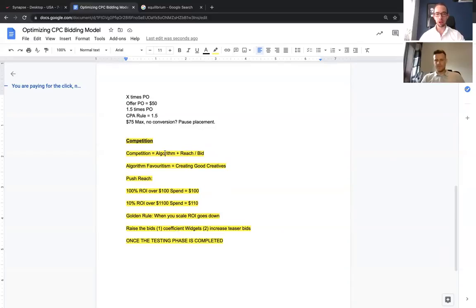So the algorithm, you just need to make good creatives. We have that. Now the reach, you have to be able to increase the teaser bids if necessary, but I would say heavily dependent on the coefficient of the widget, right? In that scenario, you need a clear eye on your earnings per click, right? Your earnings per click needs to be strong, stable. The offer needs to have inventory. There shouldn't be a low cap, right? In order to basically find the reach and bid equation that will get you to where you want to be.